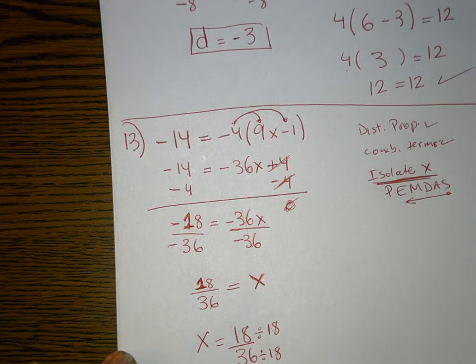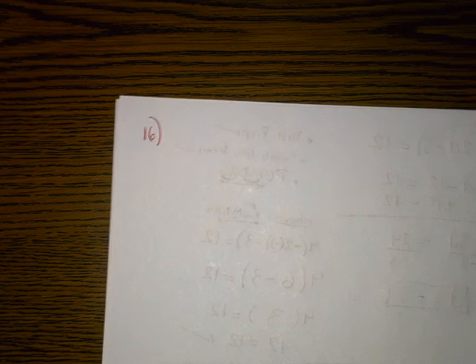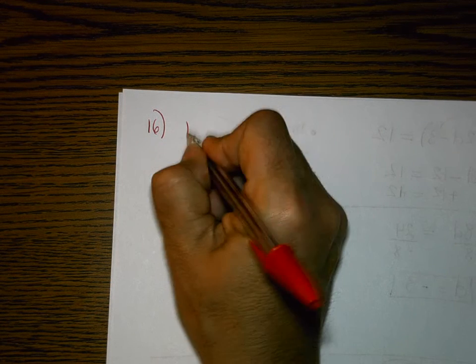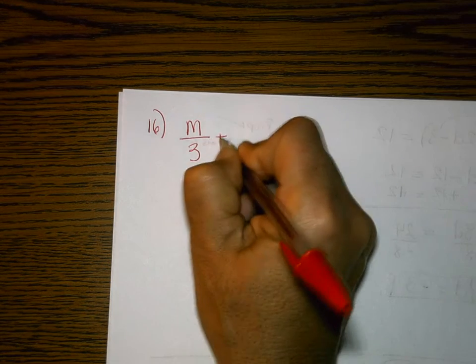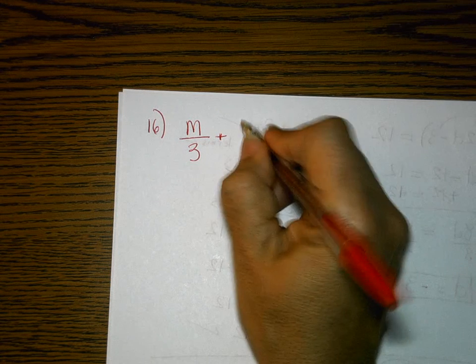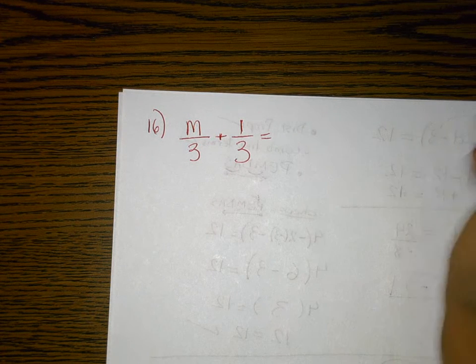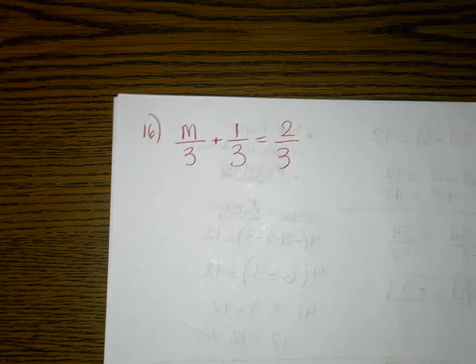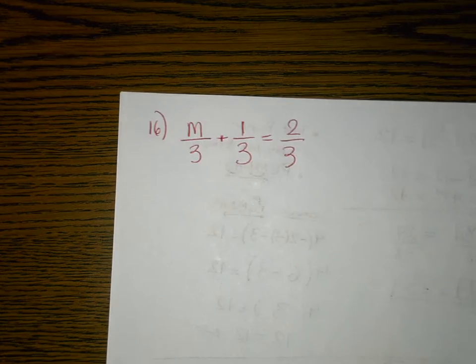The next one we want to do is number 16. Let's flip it over here. On your homework, let's do number 16. I chose number 16 because it has fractions, and that is a scary thing for some students. It says m over 3 plus 1 over 3 equals 2 over 3. Fractions, fractions, fractions. And students get really, really worried about fractions.